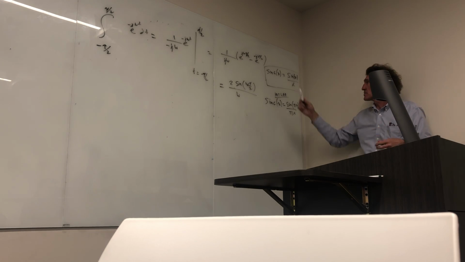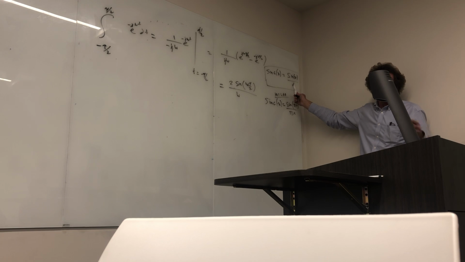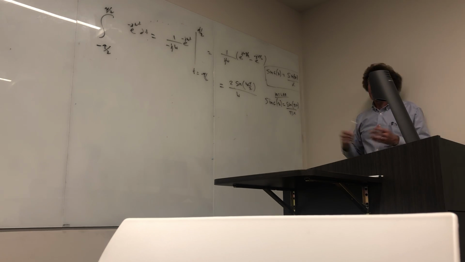At 0, this function actually goes to 1. You have to use L'Hopital's rule. You take the derivative of the top, the derivative of the bottom, and evaluate it at x equals 0. The derivative of sine x is cosine x. Cosine of 0 is 1. Derivative of x is 1. 1 over 1 is 1.